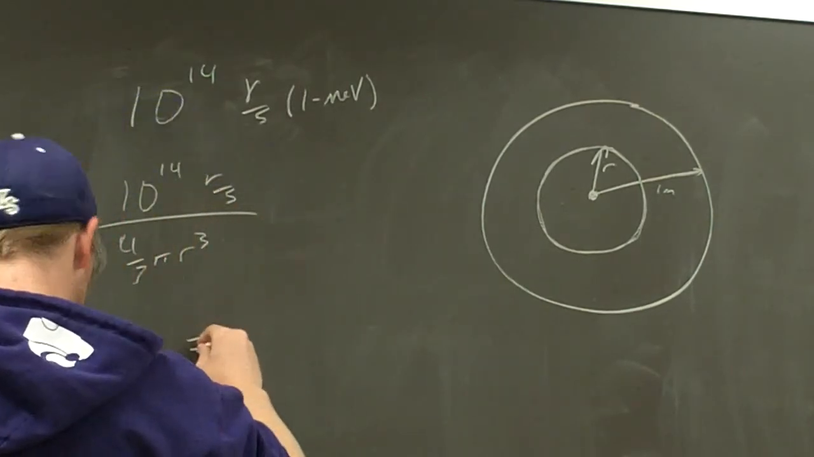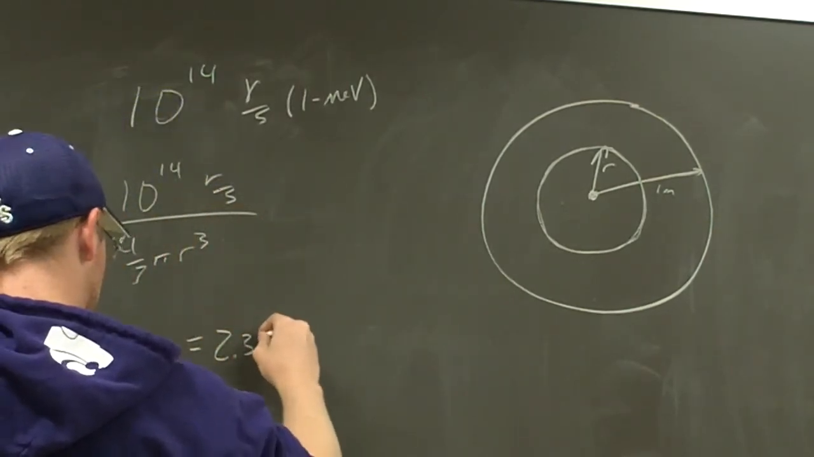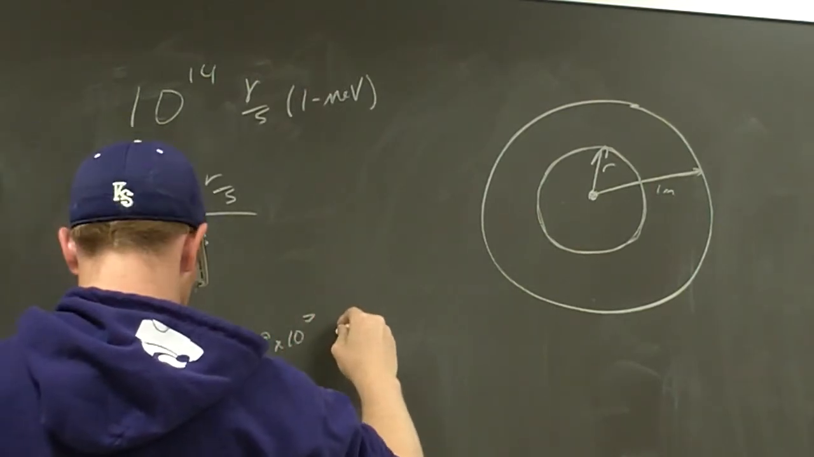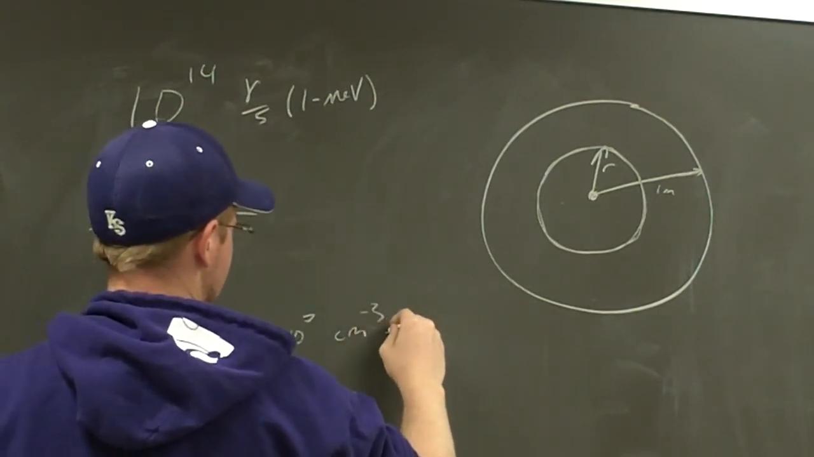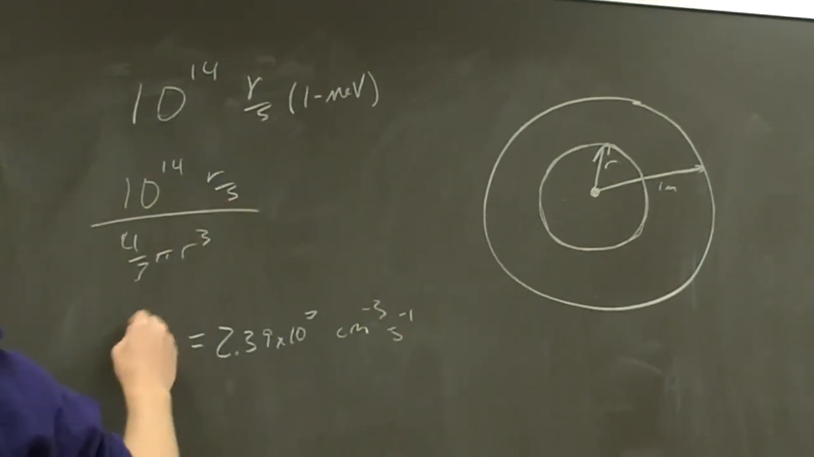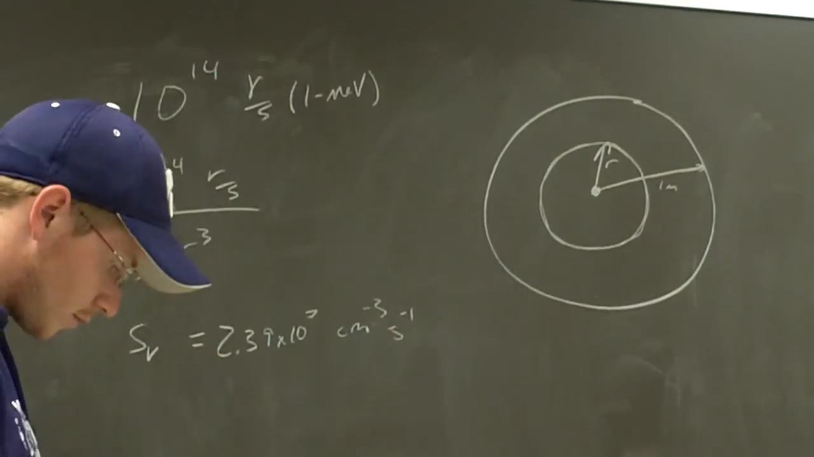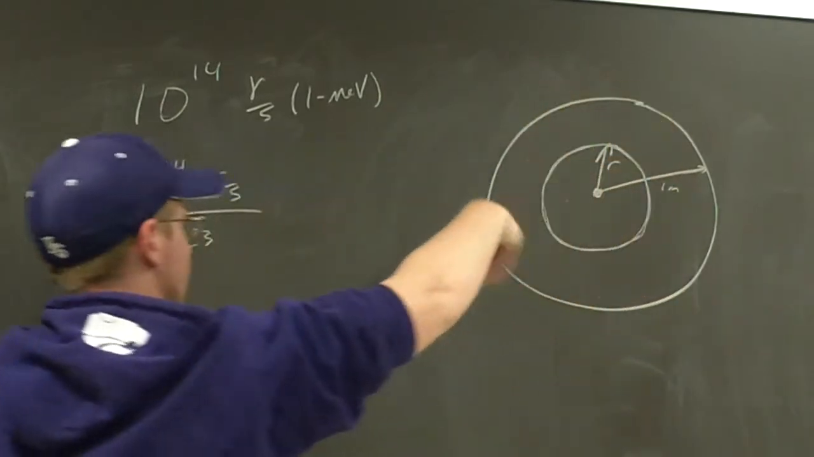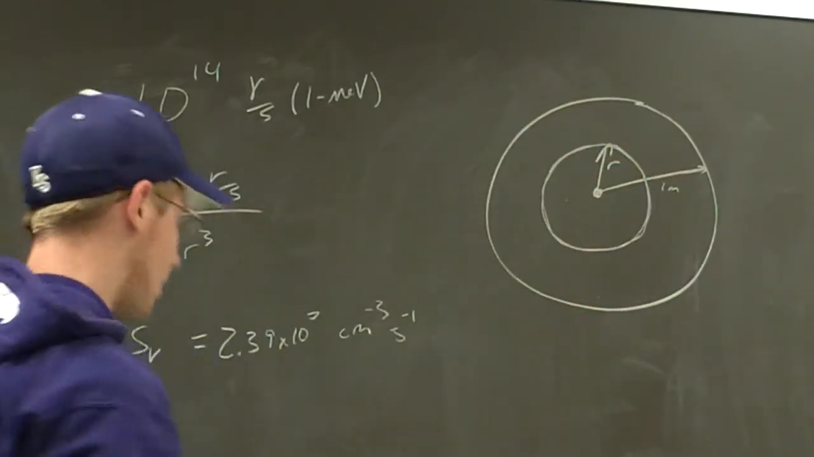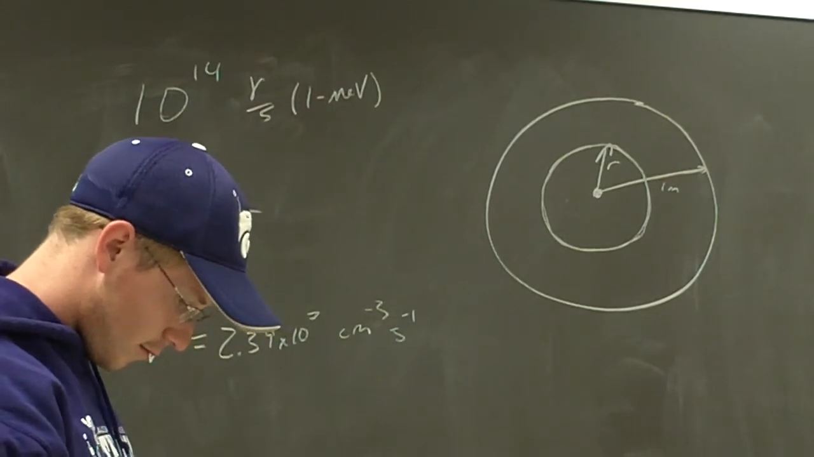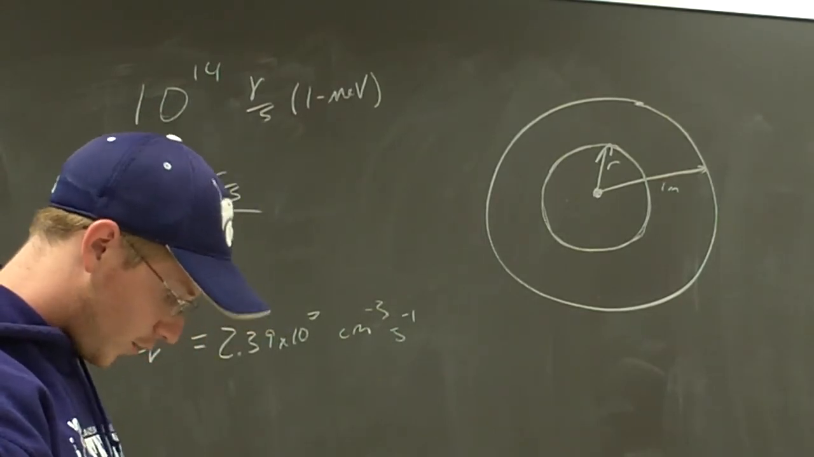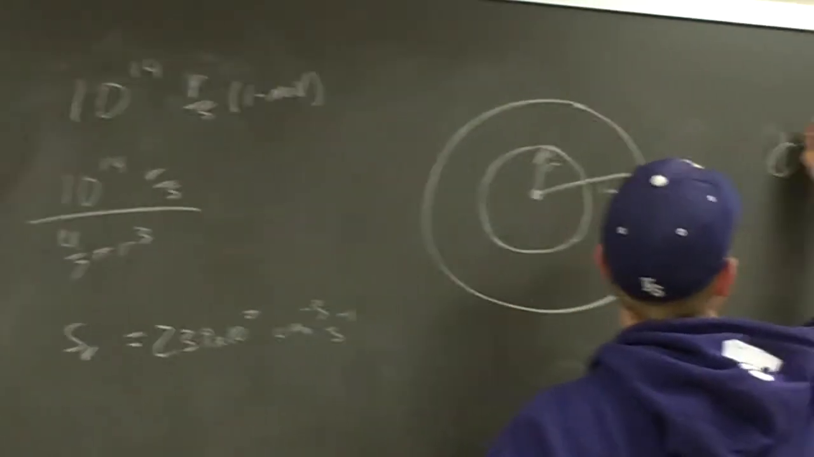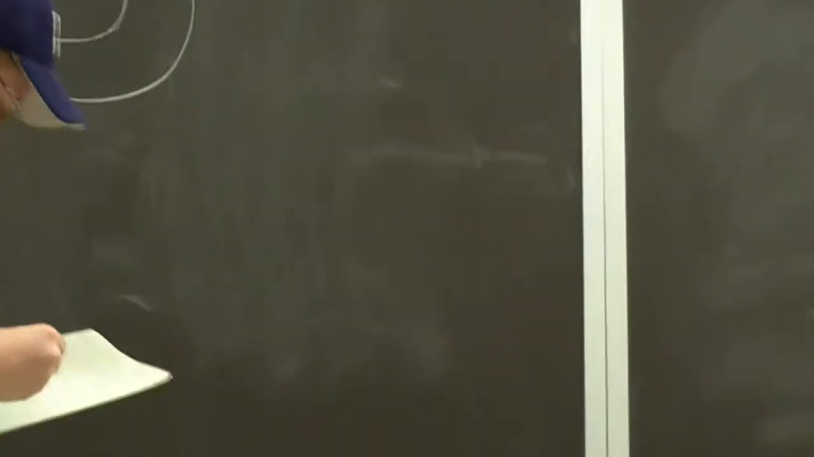And this gives 2.39 times 10 to the 7 per centimeter cubed per second. So this is a volume source strength. That means all the volume inside here is emitting this many per centimeter cubed per second. Now we need to find the source strength of a small shell. First we'll find this, which will be nice and easy.